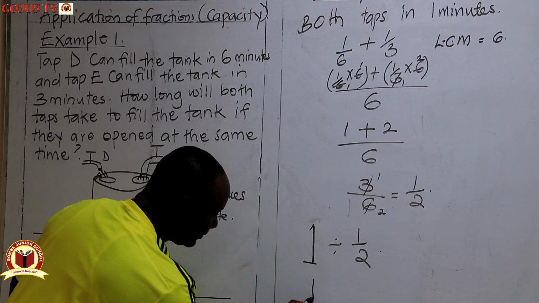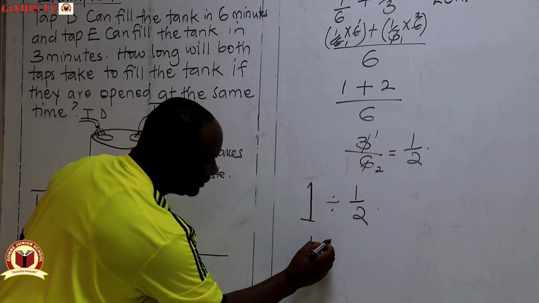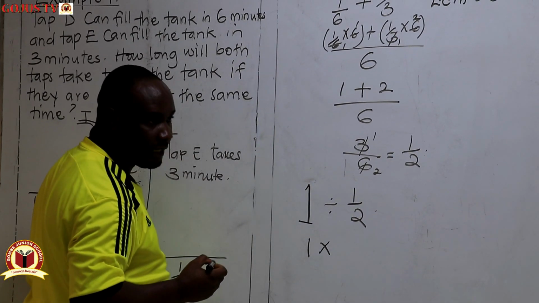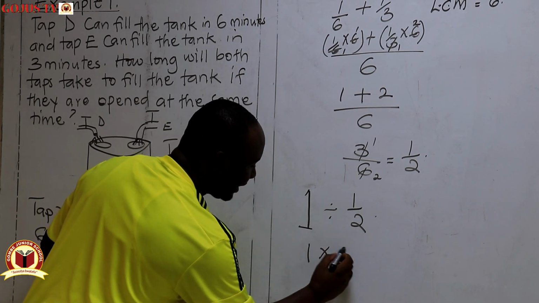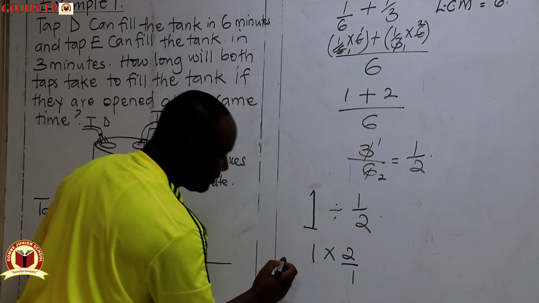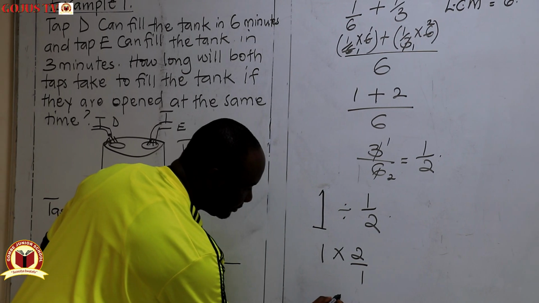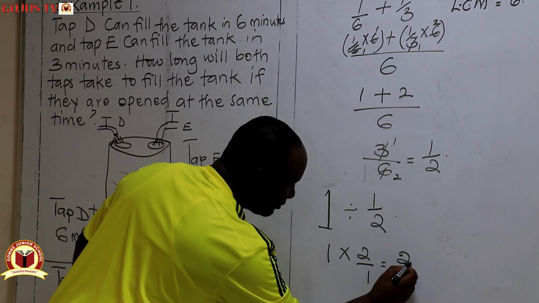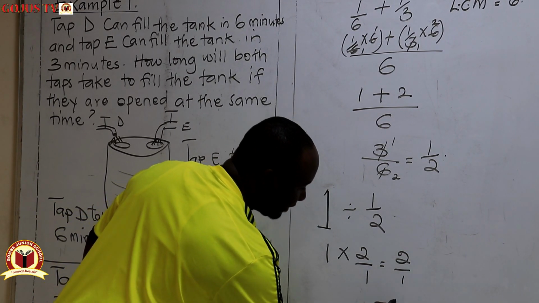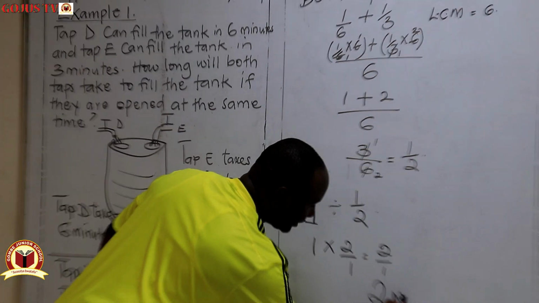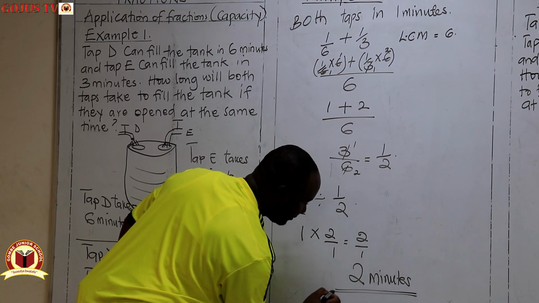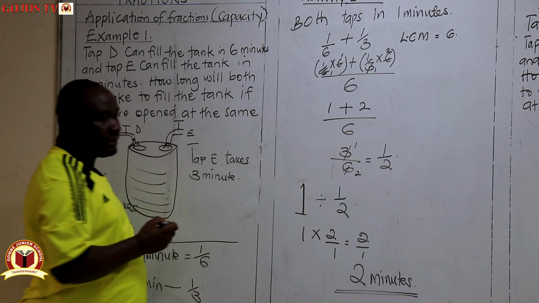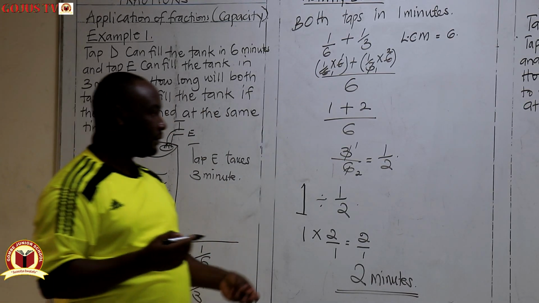This one whole, when we are dividing fractions, there is a way we change the sign to a multiplication, and the second fraction becomes a reciprocal, and this will give us 1 times 2, which will give us 2 out of 1, and 2 out of 1 will mean 2. So it will take 2 minutes to get full when both taps are opened at the same time.